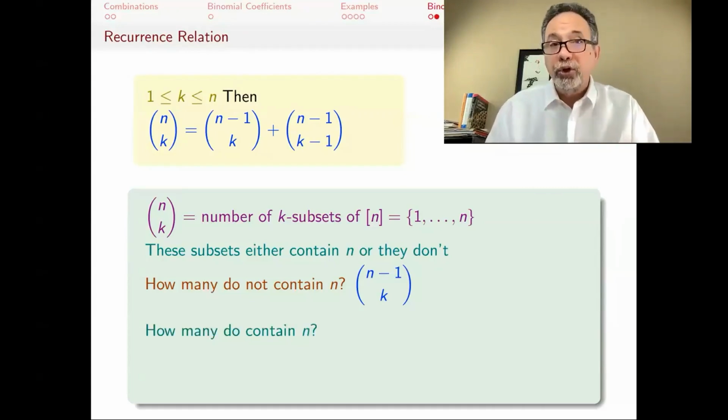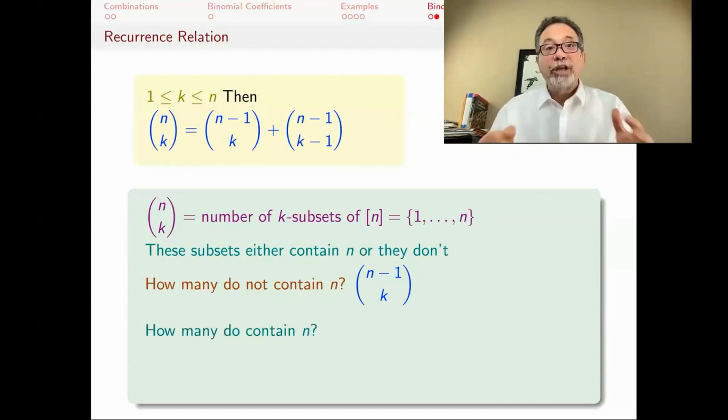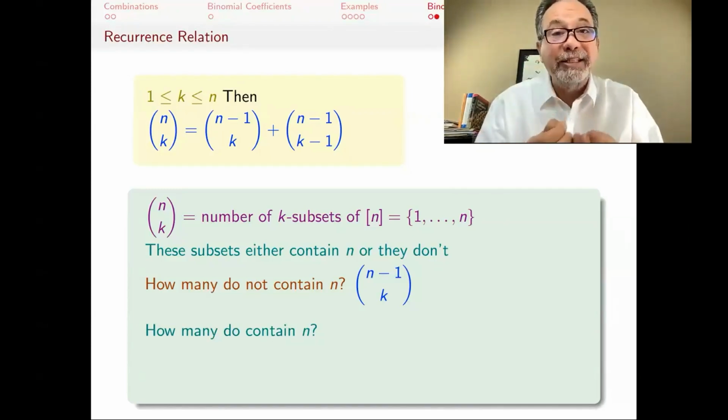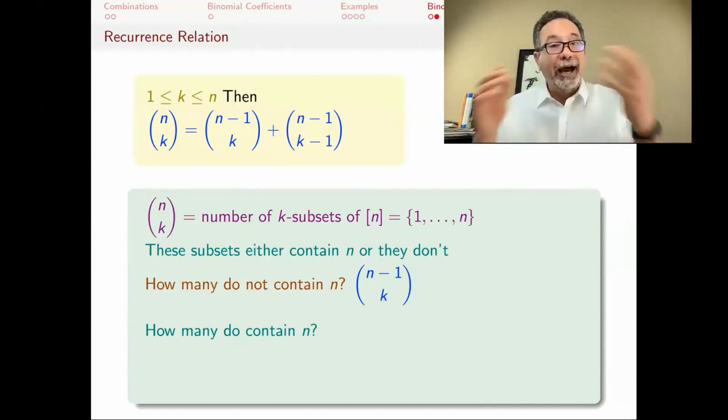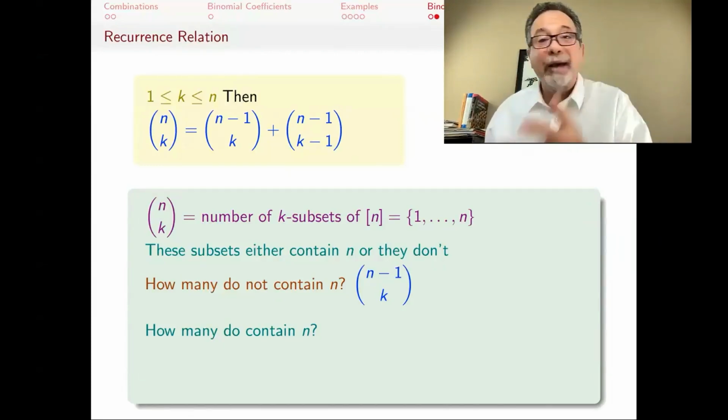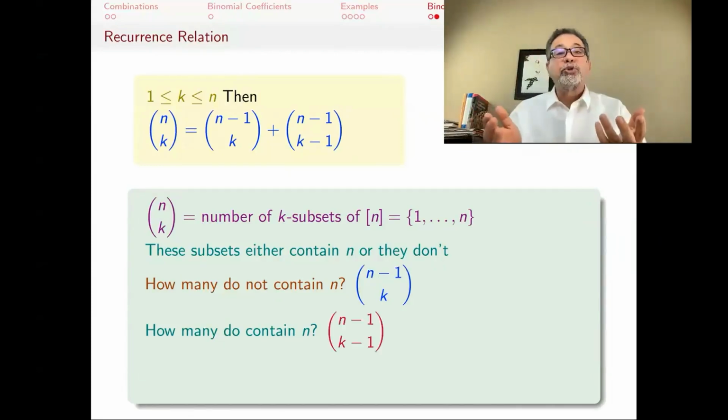But what if they do contain n? If you have n in your subset, then what's the rest of it? The rest is k minus 1 elements out of the remaining n minus 1 elements. So you have to choose k minus 1 out of the remaining n minus 1 elements. How many ways can you do that? n minus 1 choose k minus 1.